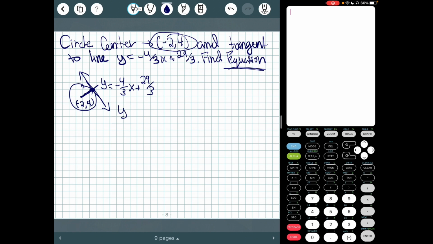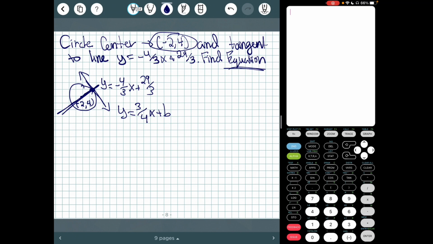So the opposite reciprocal, y equals, opposite's negative, so we get positive, and the reciprocal, 3 over 4 x, plus b. Okay, so to find the b, what we can do is, the center is actually on that same line as the radius, so we can plug in that point to find the b value, right? Because it's on the same line right here.